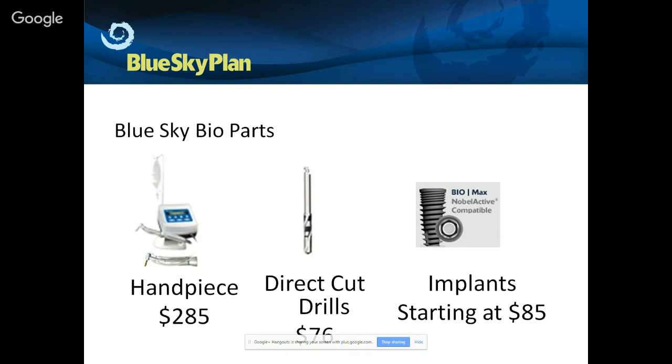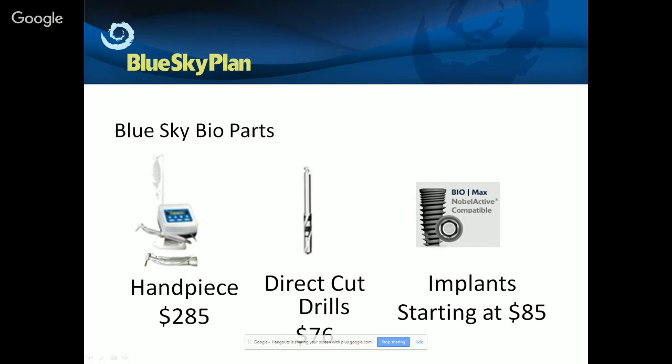Before we jump into it, on the previous slide, we mentioned the normal mode for Blue Sky Bio parts. I wanted to clarify what that means. We're talking about three main things. We're talking about the handpiece, the direct cut drills, and the implants. We're going to be discussing the process for all three situations, or more than that, if you're using all three of those, or if you're using none of those.